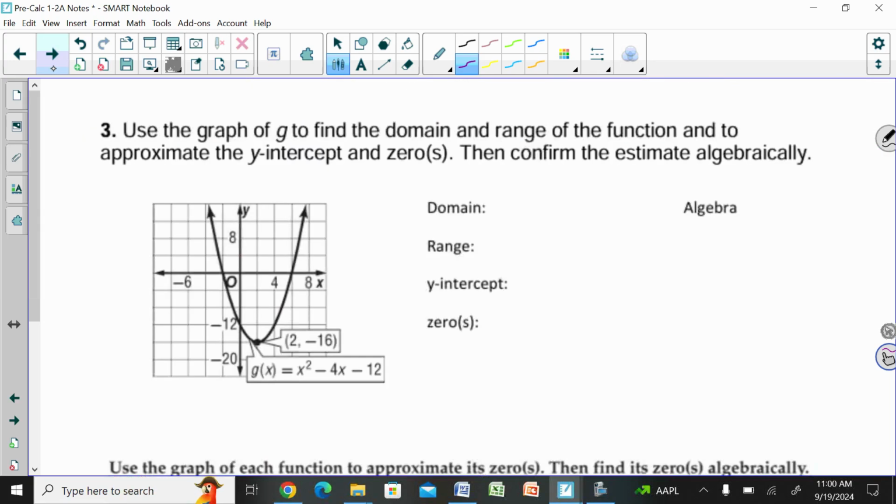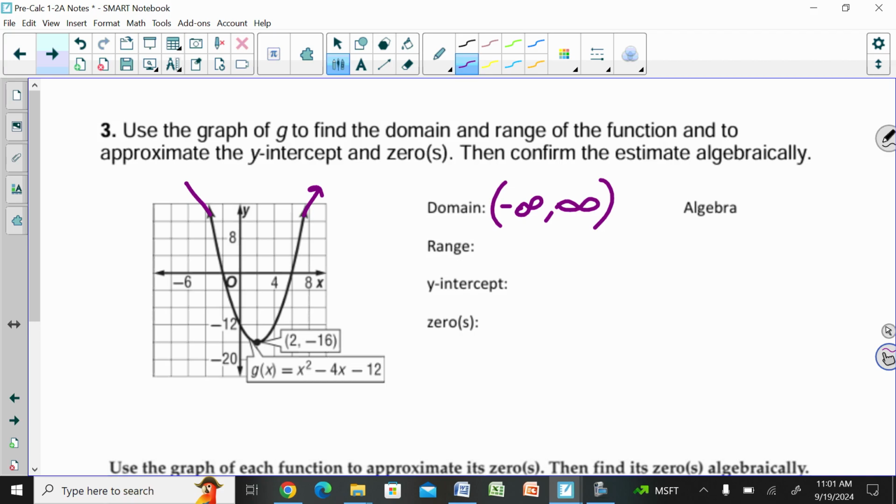And now we're going to look at using the graph for each function, find the domain and range of this, and then approximate the y-intercept and the zeros. Then again, we want to confirm algebraically. Okay, so let's first do it with estimating it. So the domain, what are x values? Where do they go to? Well, it looks like x is going left and going right. Looks like this thing is going to extend forever left, so that would be a negative infinity. And then it looks like it's going to go to the right forever as well, so it would be a positive infinity there.